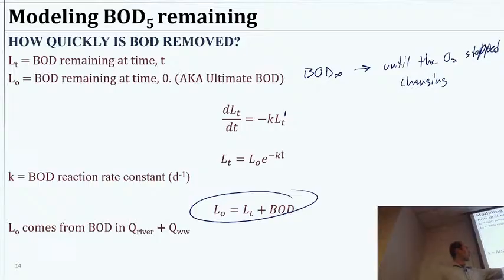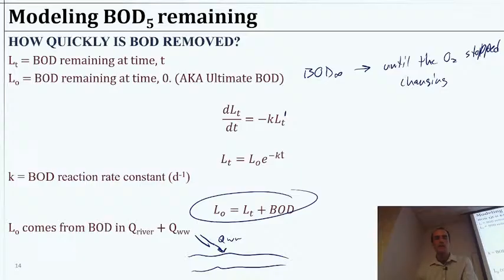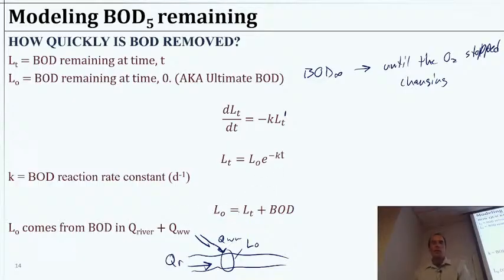So the point here was that the initial is just when we mix our two streams, we have a river flowing and then a discharge of wastewater that's added. Then we have some mixing zone, and once it's mixed, that's where we get our L naught. Okay, that's that point.